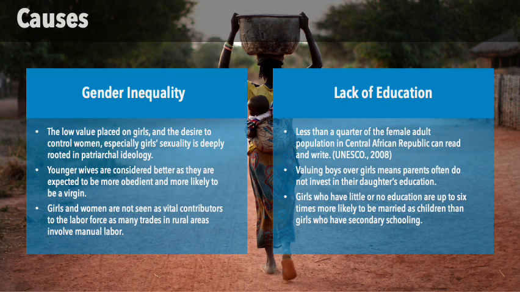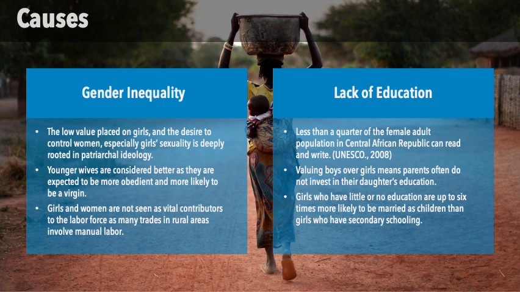There is also a lack of education. Less than a quarter of the female adult population in Central African Republic can read and write. The literacy in this area is so low, and there's a lack of technology and lack of education, obviously, that is not helping any girls get ahead or have any sort of equality. They value boys over girls, and so a lot of times parents will not invest in their daughter's education, even prior to marrying.